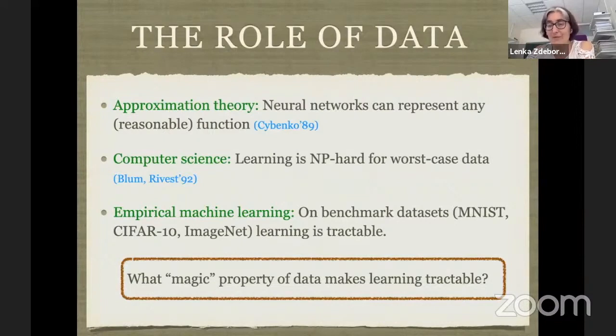So independently of what the data are, basically any function you want to represent can be represented by a neural network. But the bad news comes from computer science, and that is that if you were thinking about worst case data, then the computational problem of finding those weights is NP complete. So for worst case data, you're not able to solve the problem. So that's the bad news.